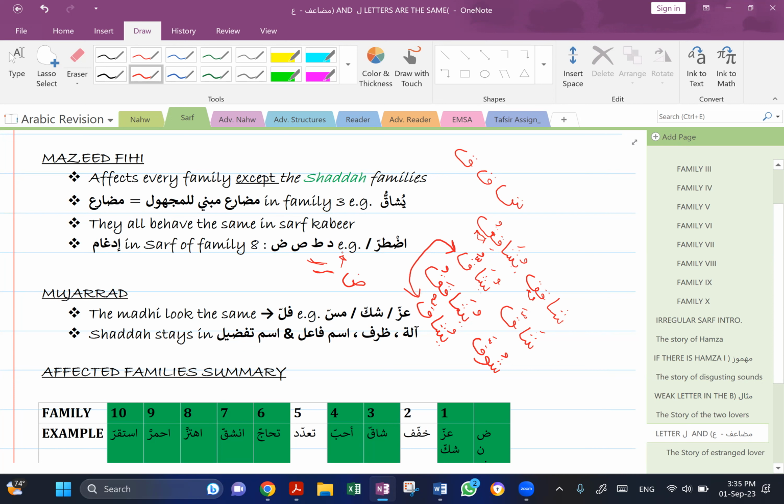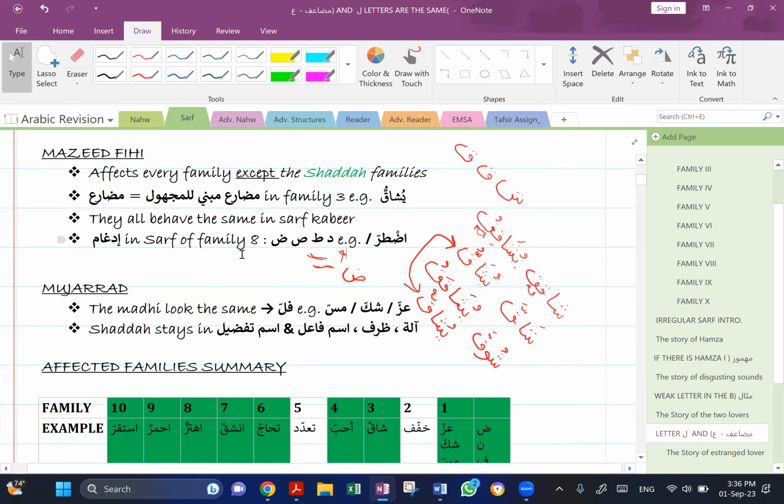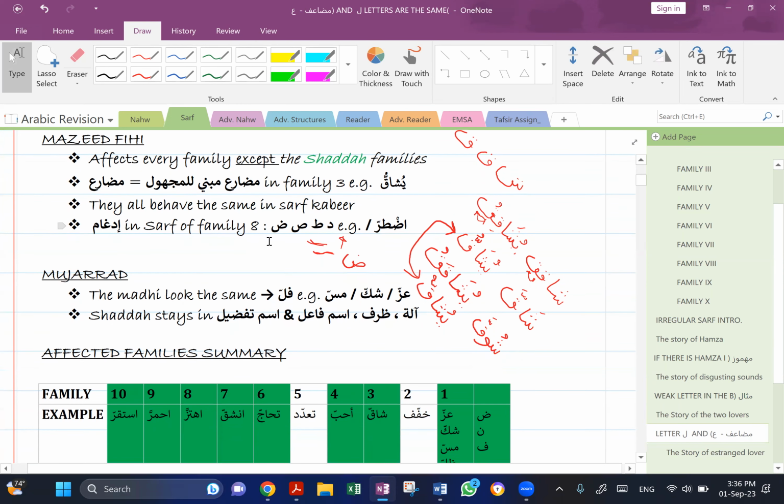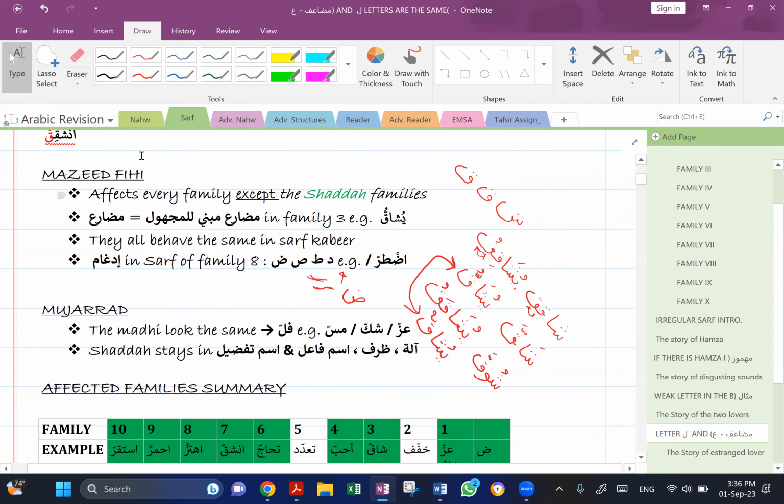They like to make their language beautiful. So they decided, let's just stick to one. Let's make a frowning face. It's easier to make a frowning face than a smiling face. So they got rid of the smile, and maybe because they live in the desert and life is hard, they decided frowns are better for some reason. So now they say اضطر instead of اضطر, it became اضطر. Okay, so that's just what happens there as well. It's something that happens in family 8. It's pretty common. Okay, so that's مزيد فيه.